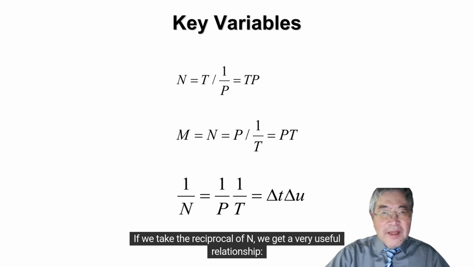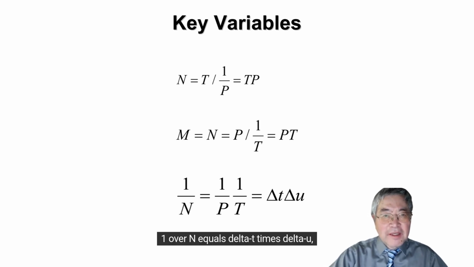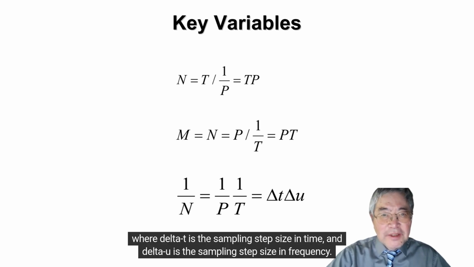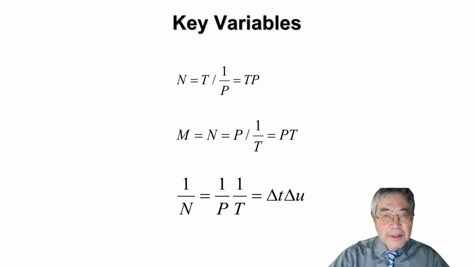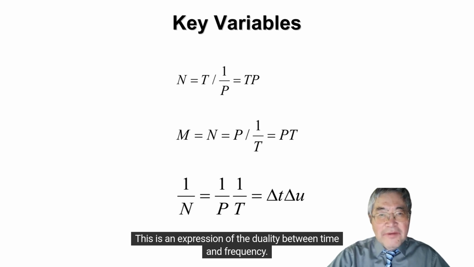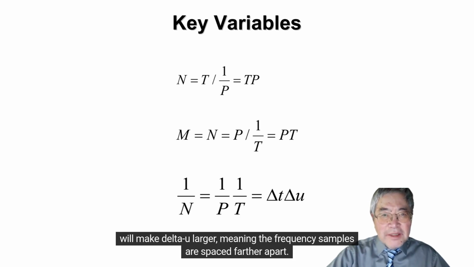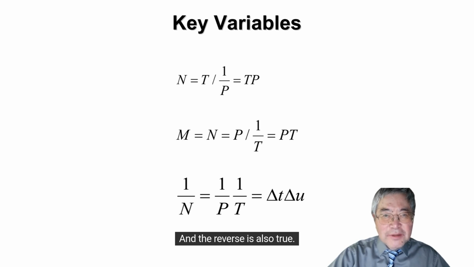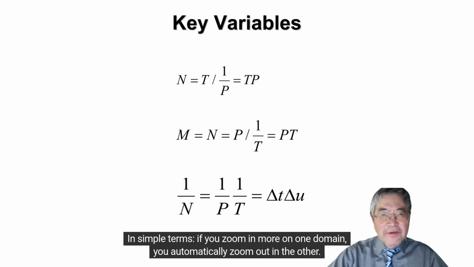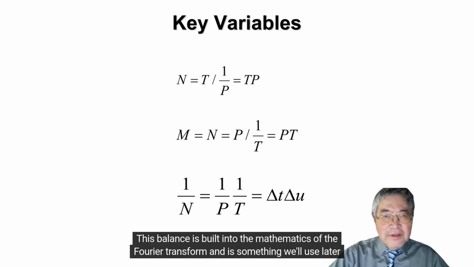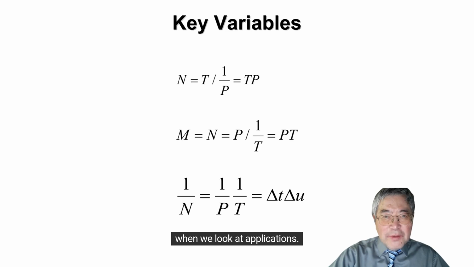If we take the reciprocal of n, we get a very useful relationship. 1 over n equals delta t times delta u, where delta t is the sampling step size in time and delta u is the sampling step size in frequency. This is an expression of the duality between time and frequency. If we fix the total number of samples n, making delta t smaller, meaning we sample more finely in time, we'll make delta u larger, meaning the frequency samples are spaced farther apart. And the reverse is also true. In simple terms, if you zoom in more on one domain, you automatically zoom out in the other. This balance is built into the mathematics of the Fourier transform and is something we'll use later when we look at applications.